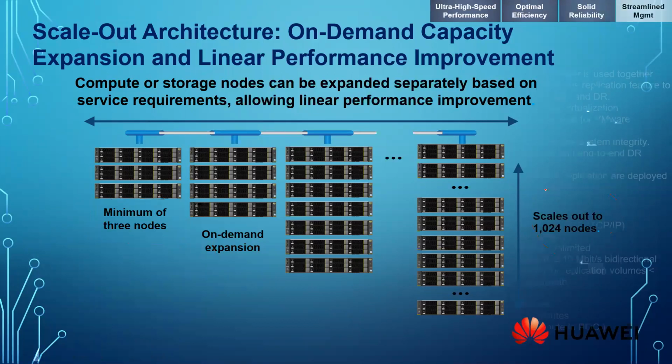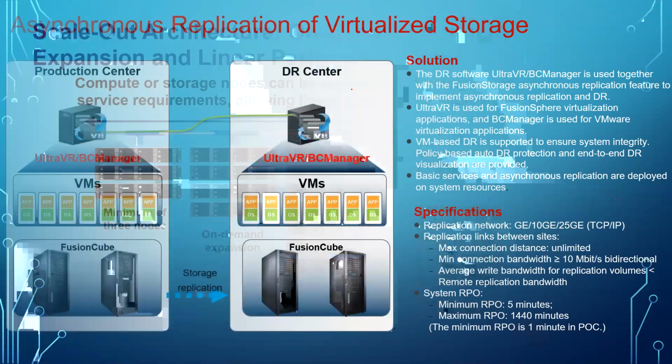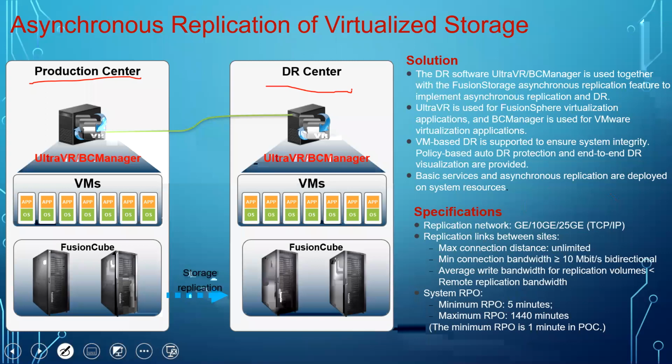Okay, this is a very important slide. For example, you have a production site and a DR site. How will you replicate VMs from one site to another site? Huawei provides Ultra VR and BC Manager. Ultra VR is used for FusionSphere replication, and BC Manager is used for VMware replication. So Huawei supports both.